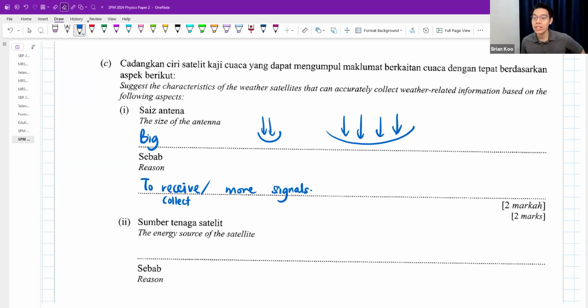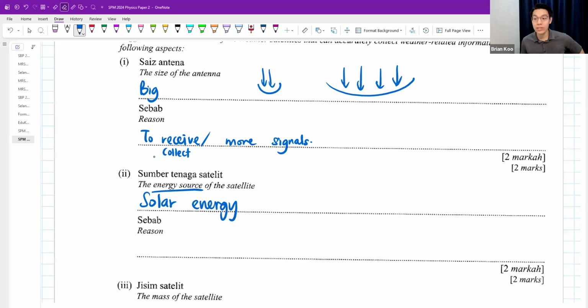Okay, energy source, best one, solar. The sun energy also can, right? Solar is the best. The best reason you go and say is, remember this word, if they ask you why solar, you always tell them because it is renewable.